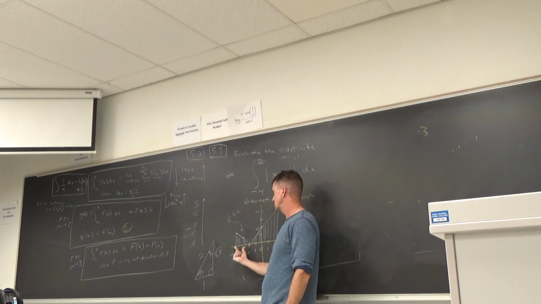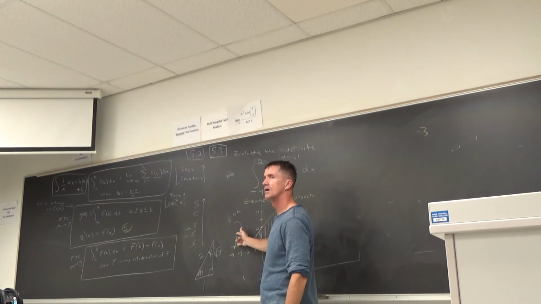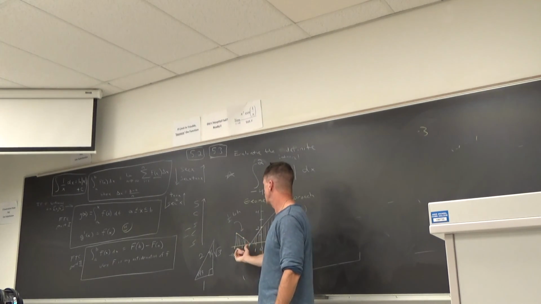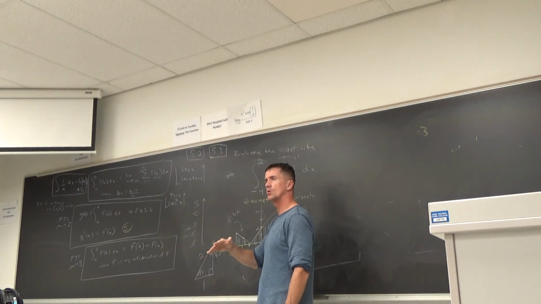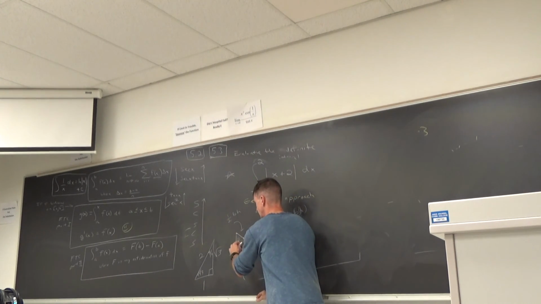What's that base right there? -2 to 4 is -2. That base length is 2. What's that height right there? 4. 2 times 2 is 4. What's half of 4? 2. Is it 2? So can I put a 2 in here? Can I? Yeah.